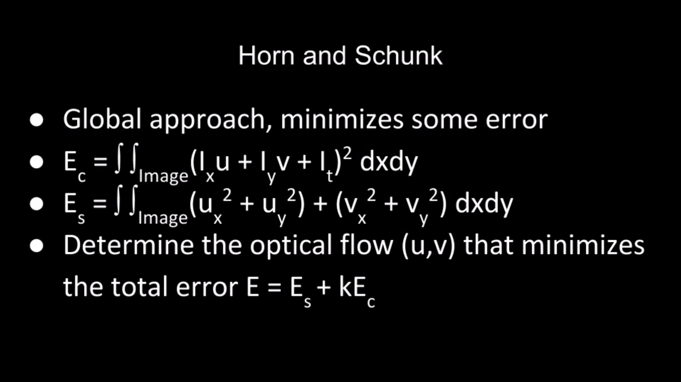The change of the optical flow components, u and v, in x and y direction are squared and summed up over the whole image. This error indicates how smooth the change of the optical flow vector is. The Horn and Schunck method should find the optical flow vector uv that minimizes the total error E equal to E sub s plus k times E sub c.